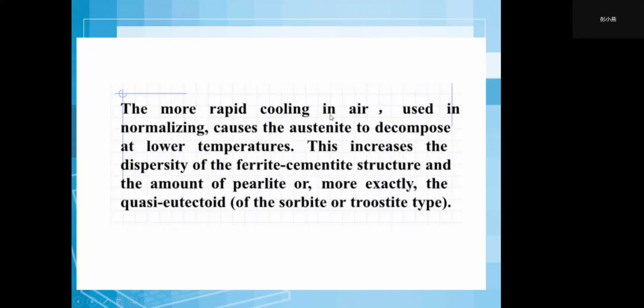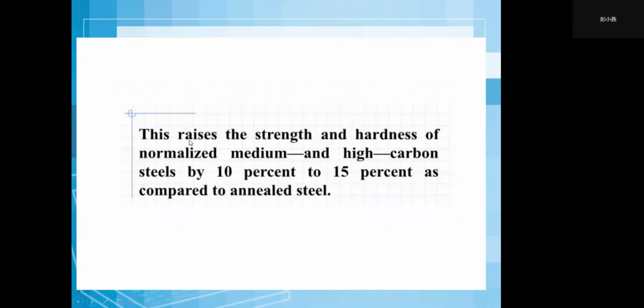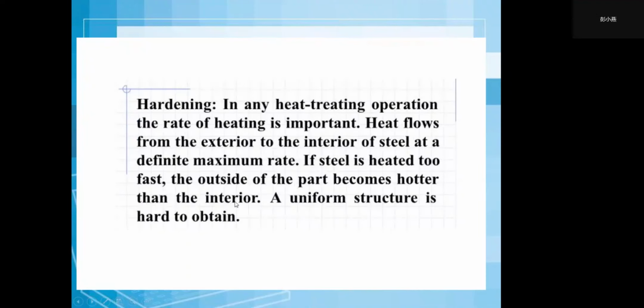And the more rapid cooling in air used in normalizing causes the oxides to decompose at low temperature, and this increases the dispersity of the ferrite cementite structure and the amount of perlite, or more exactly, causing eutectoid, and raises the strength and hardness of normalized medium, and high carbon steels by 10% to 50% as compared to alloy steel.